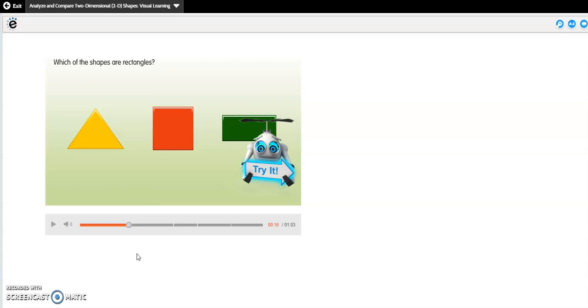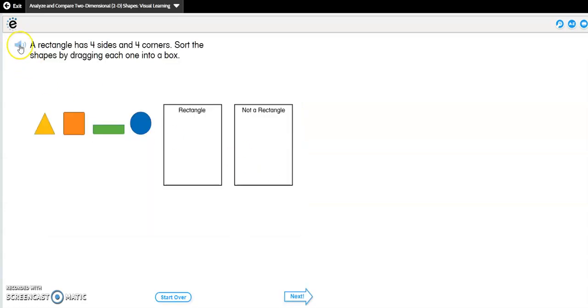How many sides does a rectangle have? How many corners does it have? How is a rectangle different from a square? Let's try it. A rectangle has 4 sides and 4 corners. Sort the shapes by dragging each one into a box. Okay, so we're going to be sorting the shapes on the left into 2 categories. The first category is rectangle, and the next category is not a rectangle.